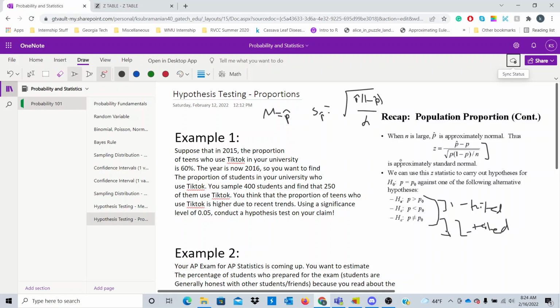I guess we could just jump real quick into the examples because I think you'll understand a lot better. In example 1, suppose that in 2015, the proportion of teens who use TikTok in your university is 60%. The year is now 2016, and you want to find the proportion of students in your university who use TikTok in 2016. You sample 400 students from your university and find that 250 out of the 400 use TikTok. You think that the proportion of teens who use TikTok is higher due to recent social media trends. We want to use a significance level of 0.05 and conduct a hypothesis test on our claim.